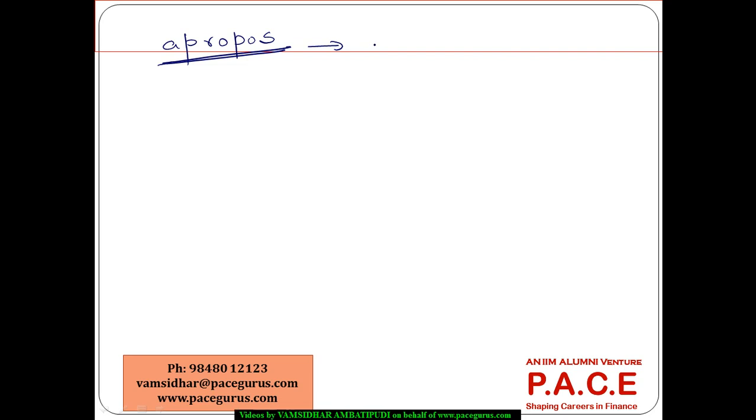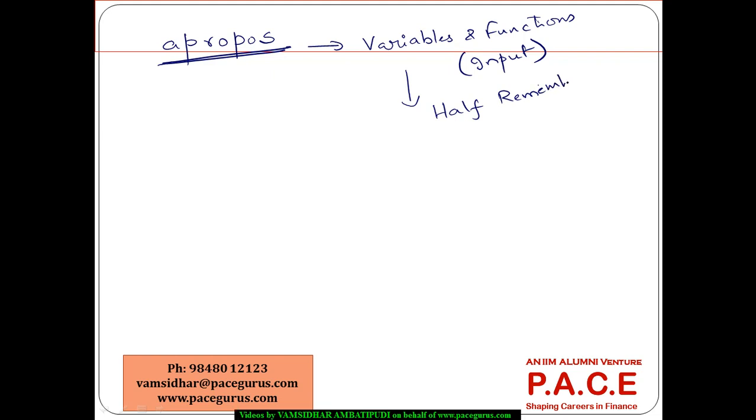It's also finding help. It finds the variables and functions which are matching your input. So you just need to give one input, and whichever variables and functions match your input will be shown. Generally when you are half remembering, you don't know the full name of the variable or the function. You just have some idea about it. Then you can very well use apropos.